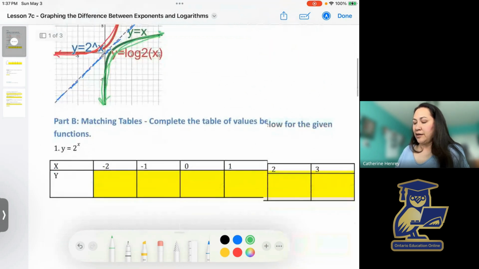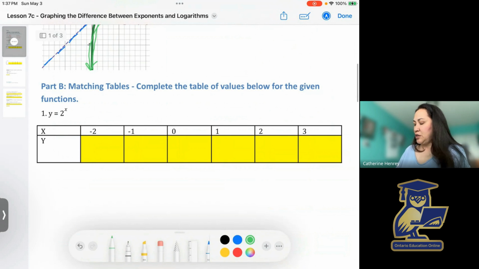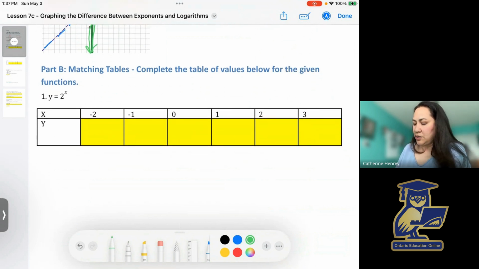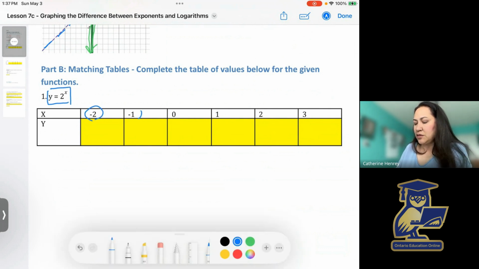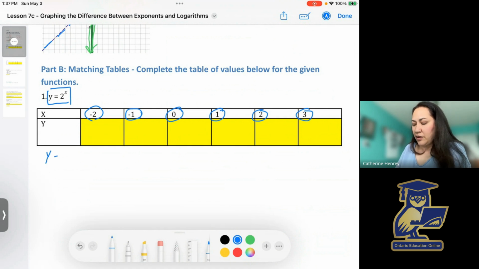So I want to look at completing a table of values for the given function. We have y equals 2 to the power of x, and I'm giving you all the x values that I want you to use. We'll use a table of values to find all of our y values. So y equals 2 to the power of negative 2. So that y is equal to 1 over 4. Remember, a negative exponent is the reciprocal. And then y equals 2 to the power of negative 1, and that's going to make a half.